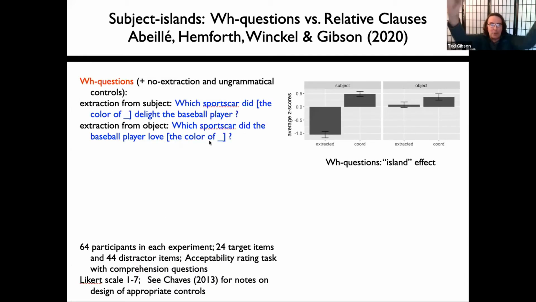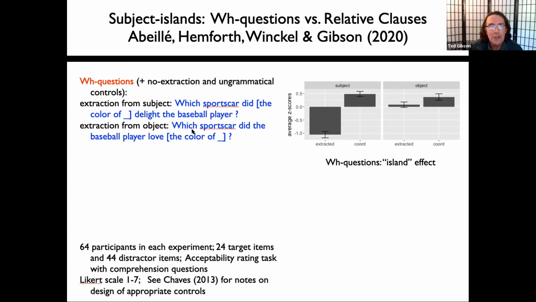So we ran several experiments. These were reported in 2020 and in a different paper in Cognition, testing acceptability of extractions out of subjects. And we looked at both WH questions and relative clauses in both English and French. In WH questions, we see the normal island effect, such that the extracted subject version is much worse than the other 3 conditions. So this is the extraction out of subject. That's a -1 z-score rating. That's really terrible. And then we have the extraction out of object.